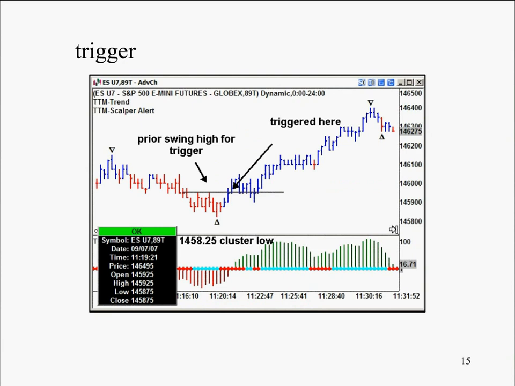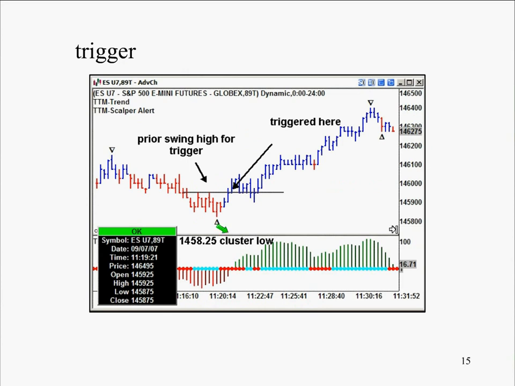Okay, so here's where the low was made, right in here. Here's the prior swing high, and here's your trigger. As soon as it took out the prior swing high, the bars turned blue, and then again here on the histogram you had to be either flat or above zero, which you were.